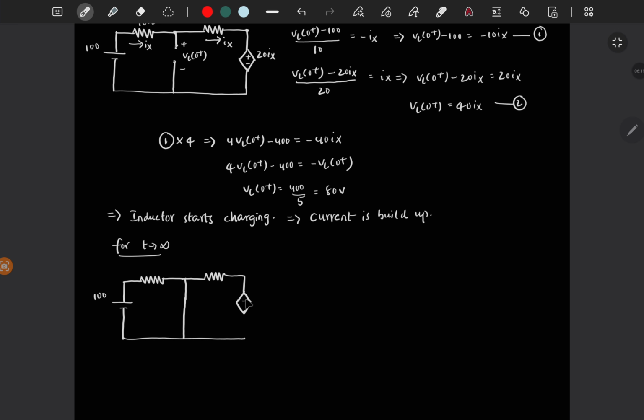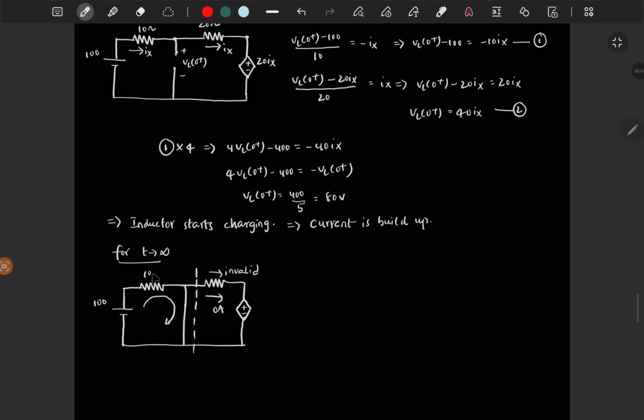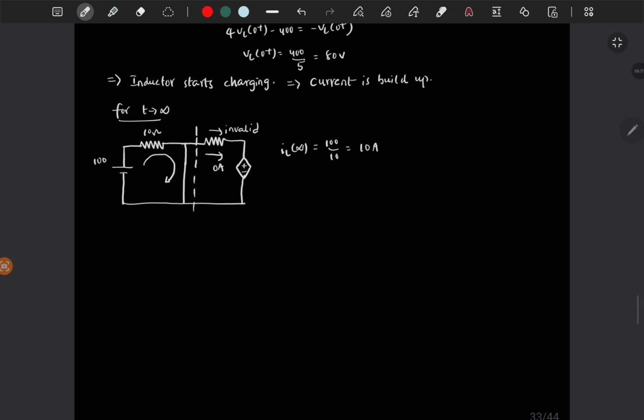Whatever is in this right side part of the circuit is invalid, because all the current will flow through this short circuit path. It does not flow through this branch. So this is 0 amps. So you will get all the current flowing through here, and you have 10 ohms. So IL of infinity is 100 by 10, which is 10 amps.